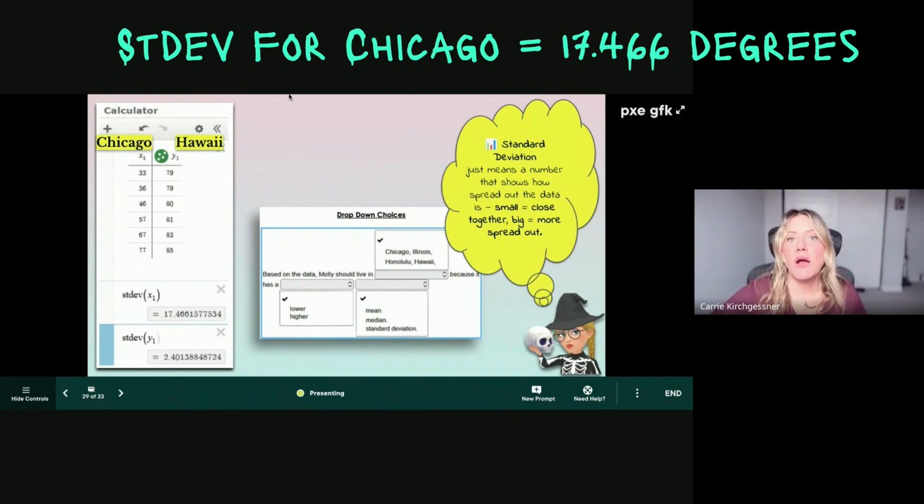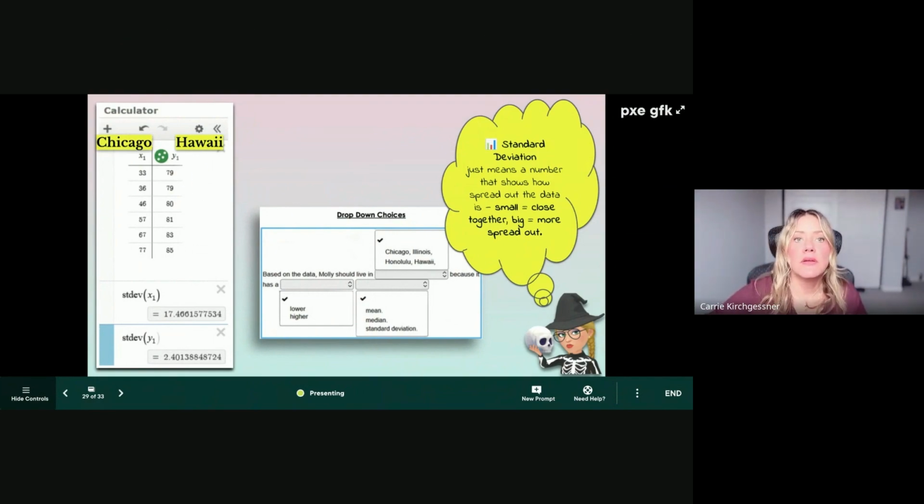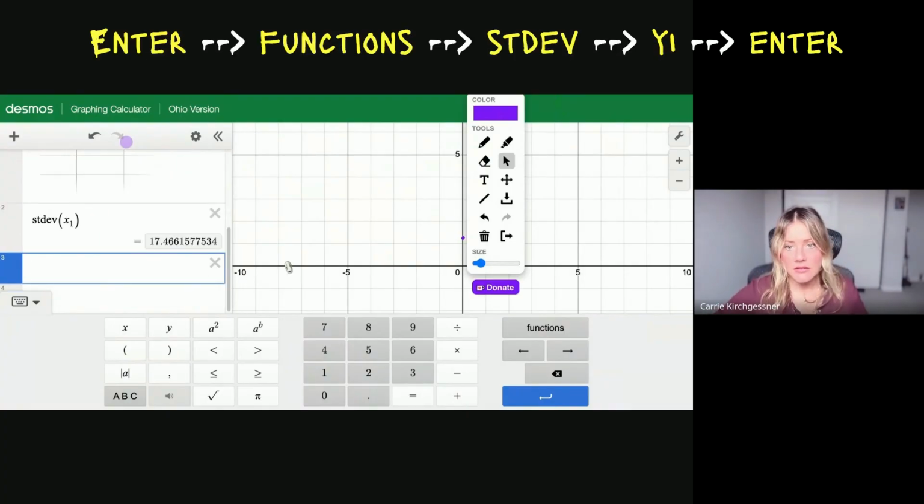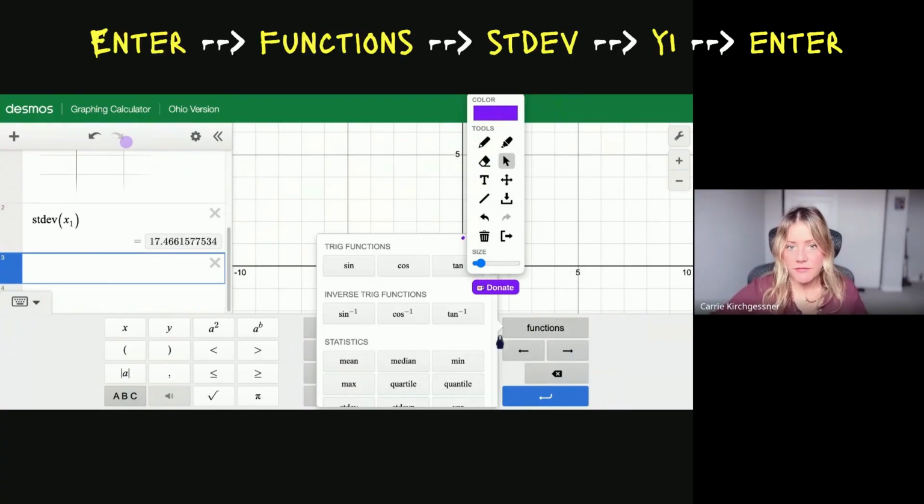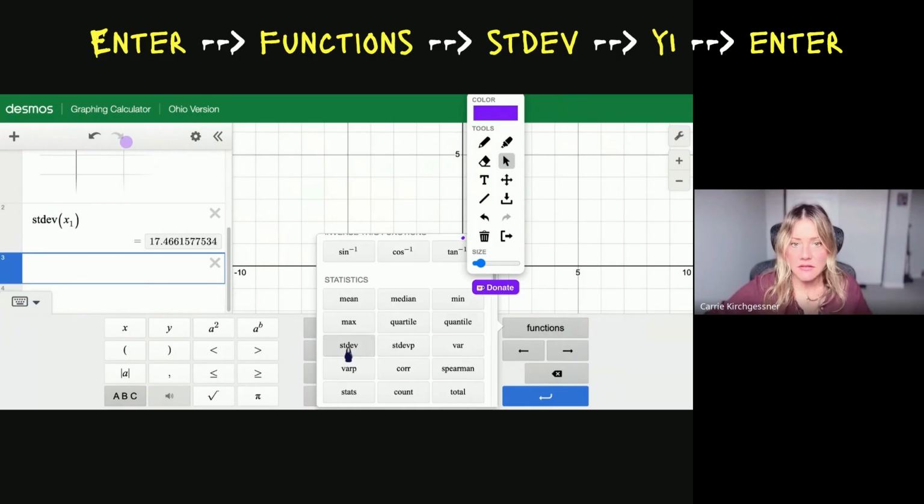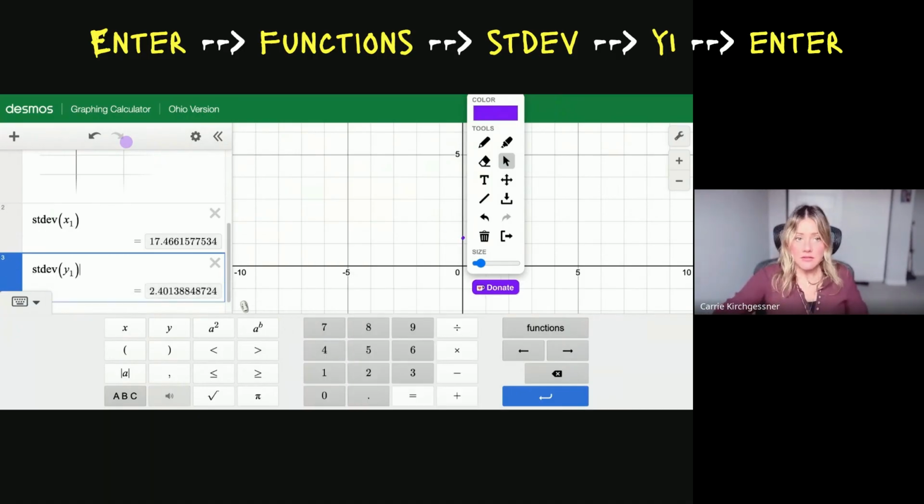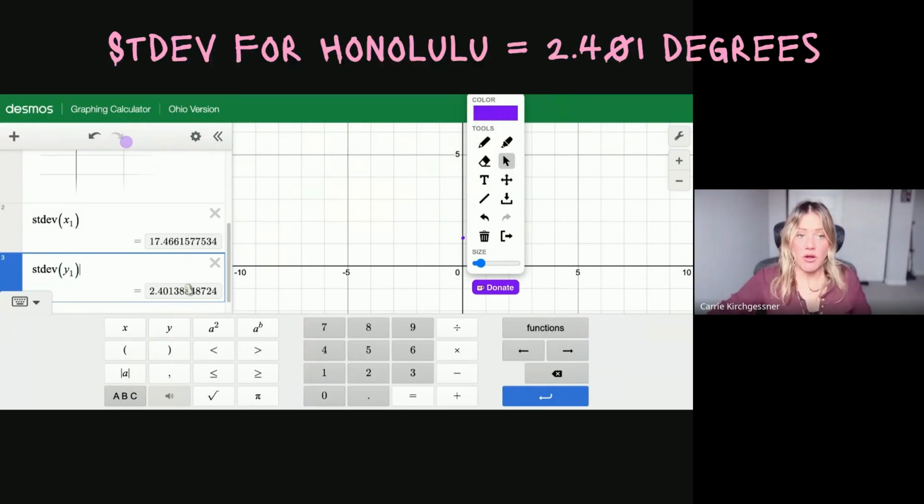X1 is Chicago. Y1 is going to be Hawaii. So let me show you how to do Hawaii. Just click enter. STDEV. Functions. STDEV. And then Y1. So the standard deviation for Hawaii is 2.4 degrees.